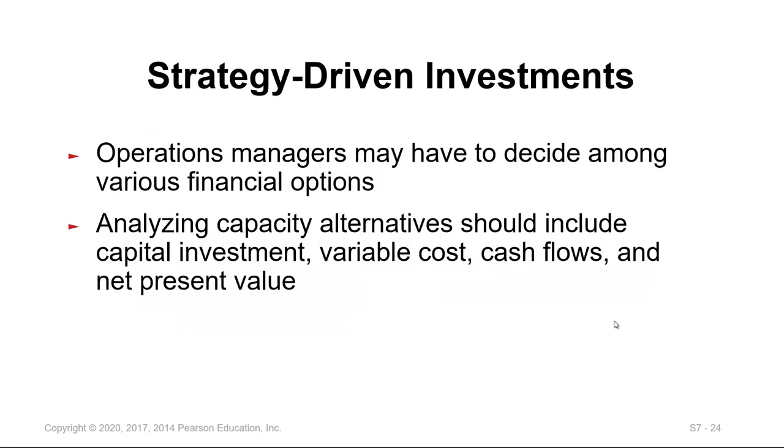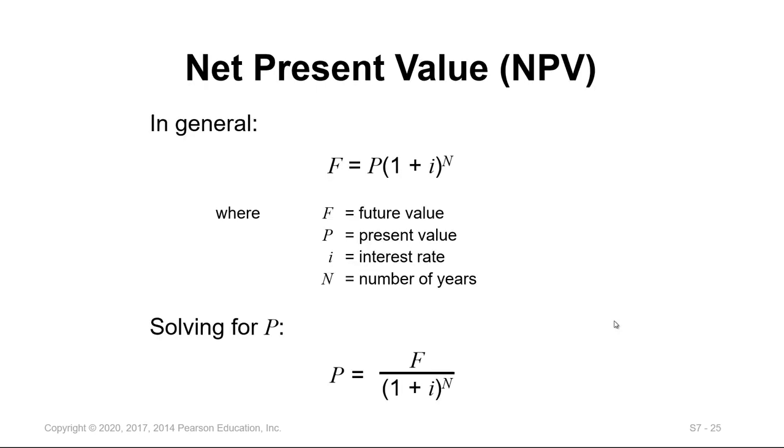Operations managers may have to deal with expansion as an investment and should be considered within other financial options. At that point, analyzing capacity alternatives should include capital investment, variable costs, cash flows, and net present value. The net present value will allow considering time value of money and the interest rate applied to the capacity expansion decision. We can bring all future values to the present and compare the net present value for all available options, then decide on an alternative solution.